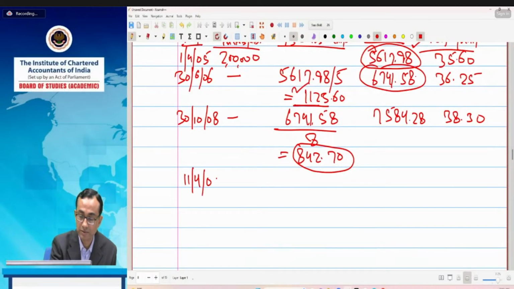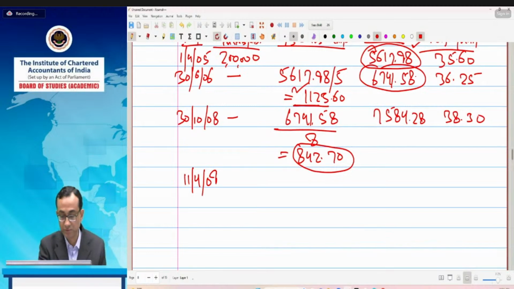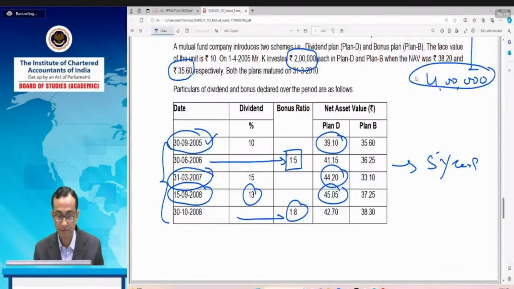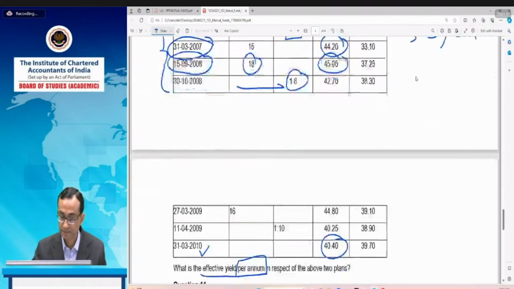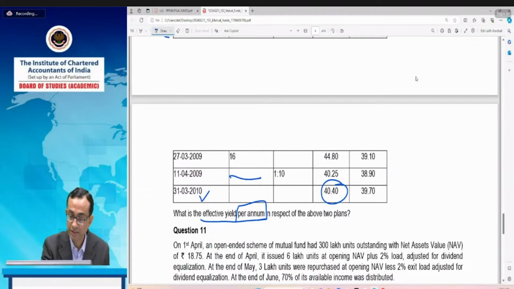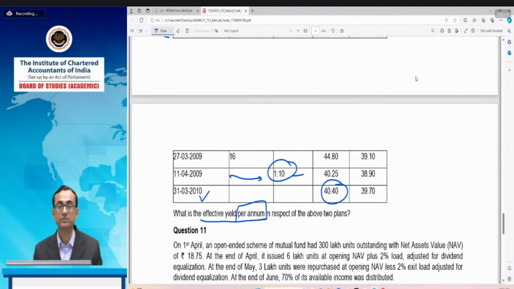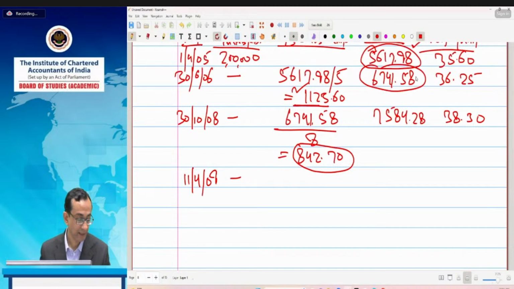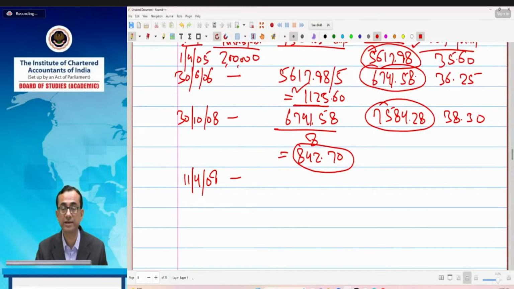Again on 11th, a bonus issue is made. 1 is to 10. For 10 existing units, 1 unit is issued. And in this case, the total number of units earlier was 7584. How many additional units were added because of the bonus issue? Just calculate it.